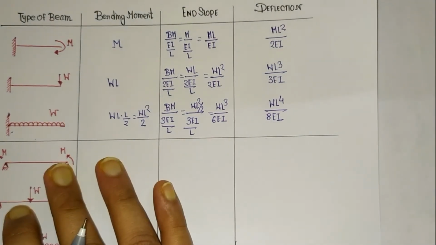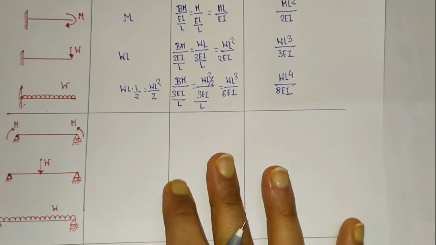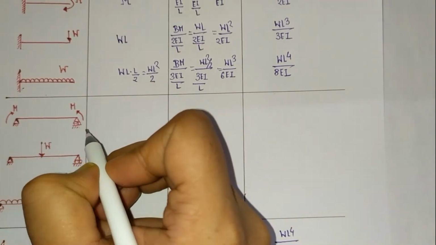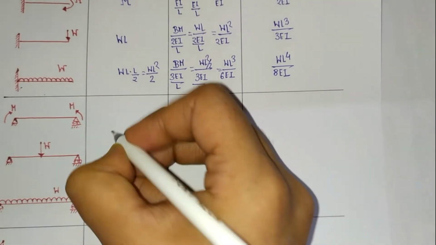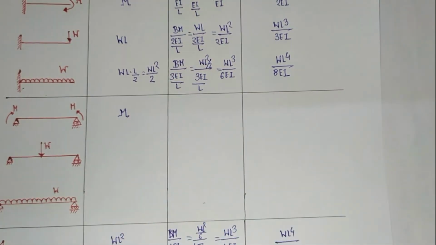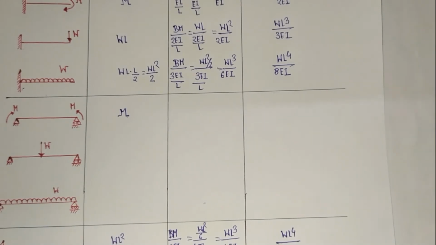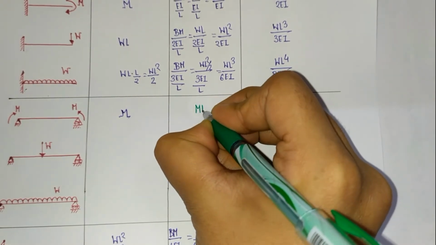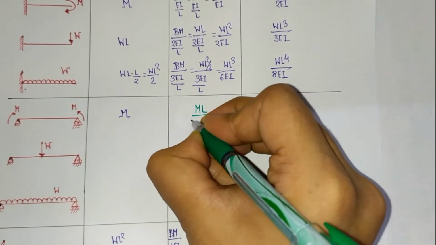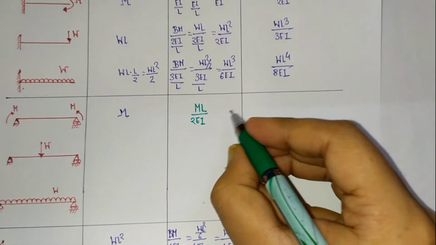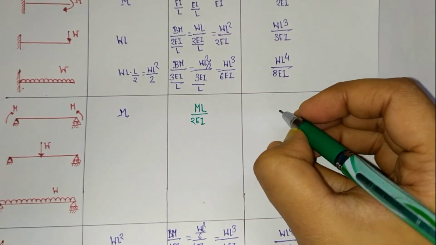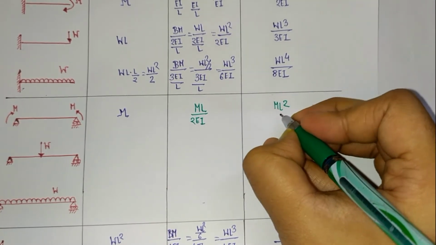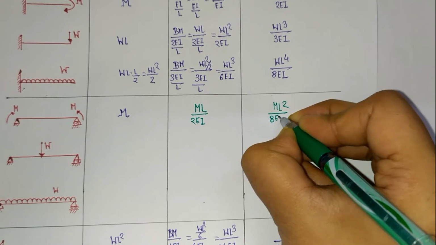Now we will write for the simply supported beam. In this simply supported beam, an end bending moment is acting, so the value of the bending moment is M. And what should be the value of the slope in this condition? The slope formula is M L by 2 EI. And the formula for deflection in this condition is M L square divided by 8 EI.